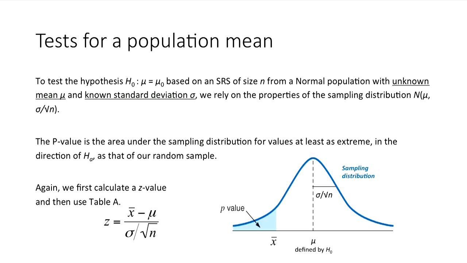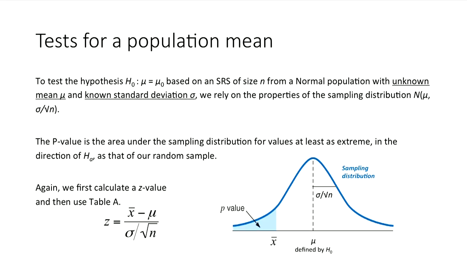We can't go out and sample 300 million Americans every time we want to know what they think about the presidential election. But we're going to assume for now that we know the standard deviation, sigma, of the population. This is a somewhat unrealistic assumption, but as with our confidence intervals, we're going to make that assumption for now, and then we're going to relax it next week.